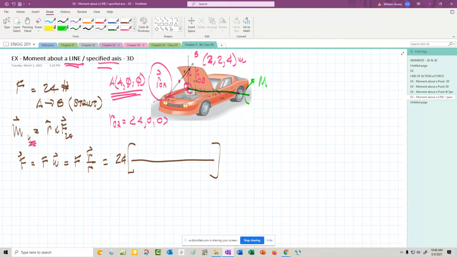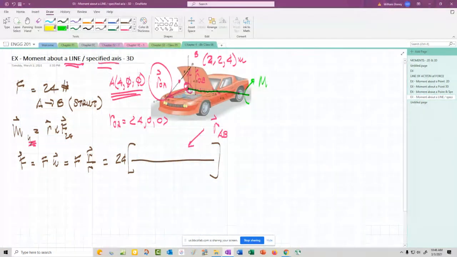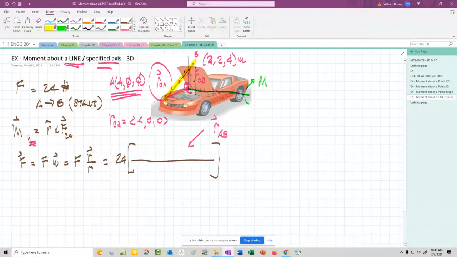Okay? That gives me a line from the origin to point A for me to cross it. Now, we're trying to build the force vector. So is that the position vector I need? No. In here, we're going to need a position vector that goes from A to B because that's what the force is acting through. All right, I need the position vector that goes from A to B.